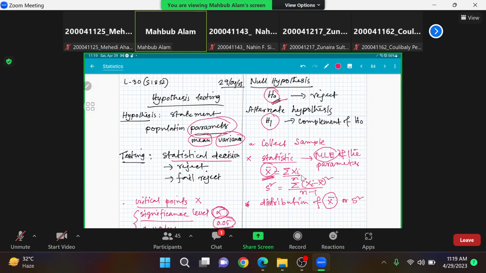So once we can take the decision, whether it will be based on significance level or on p-value, then we decide whether we reject the hypothesis or fail to reject the hypothesis. And to take this decision, we need to define a quantity. We call it the test statistic. This test statistic is defined based on the distribution of the parameters.